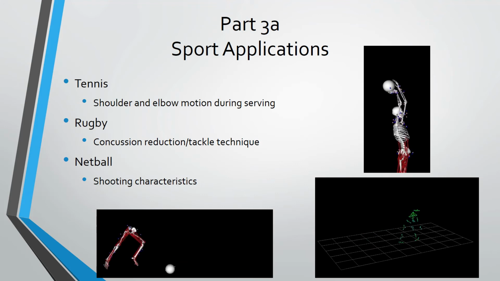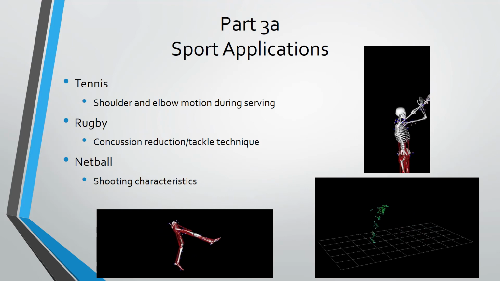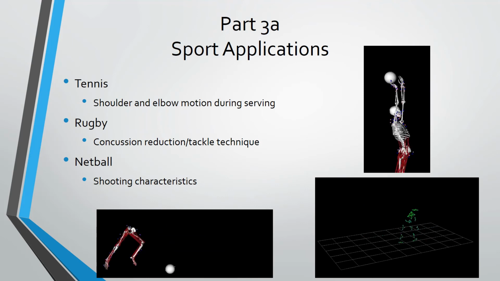In tennis, there's been a lot of research done on shoulder and elbow motion and actions during serving. This has been performed for both improving performance as well as decreasing instances of injury. In rugby, the hot topic at the moment is concussion reduction and tackle techniques, and there's a fair bit of overlap between the two.